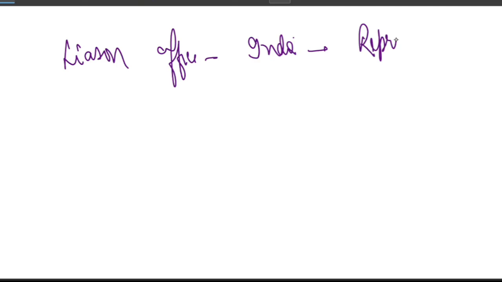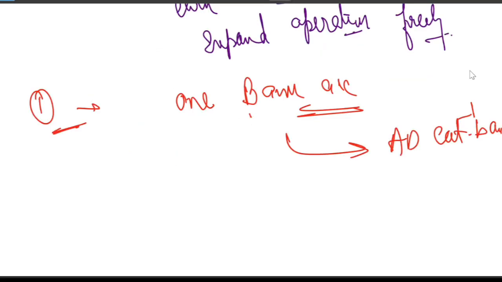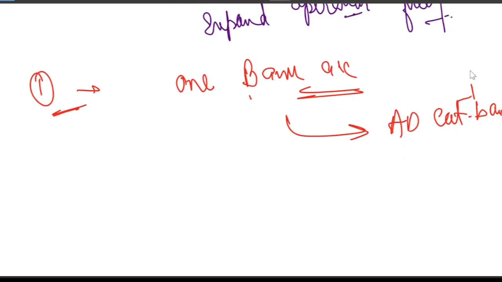You can think of it like a representative office. It is not allowed to do business. This liaison office is not allowed to do business. Rather, they earn income, right? What do they do? A bank account is allowed. I told you, if they want a second account, they need to take RBI approval. RBI nod is necessary, right?